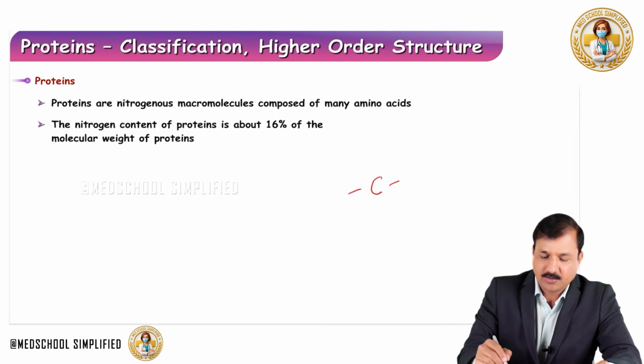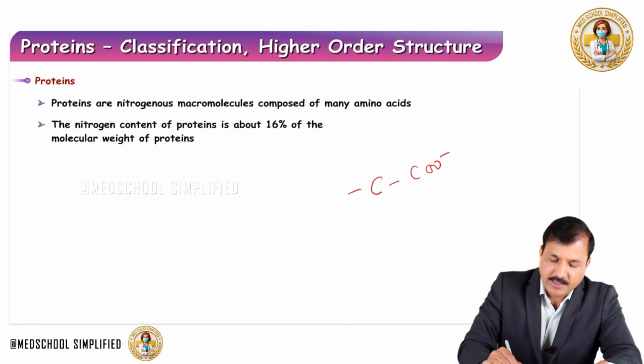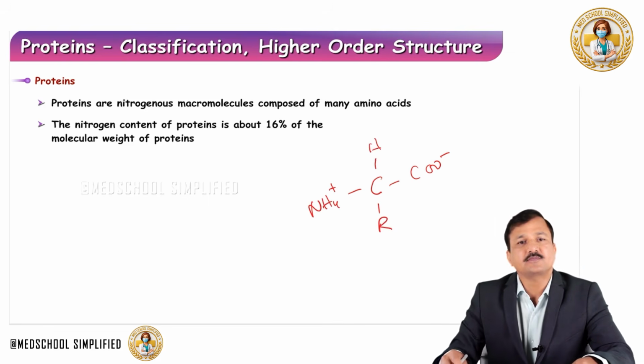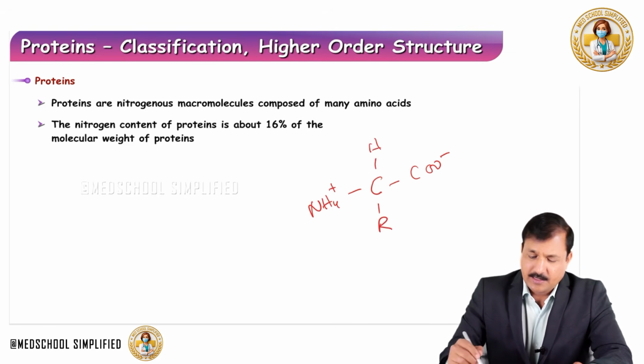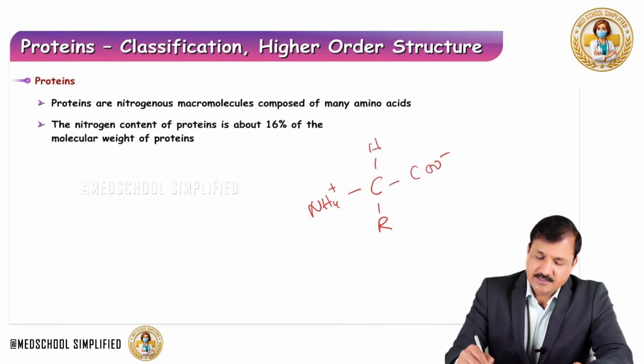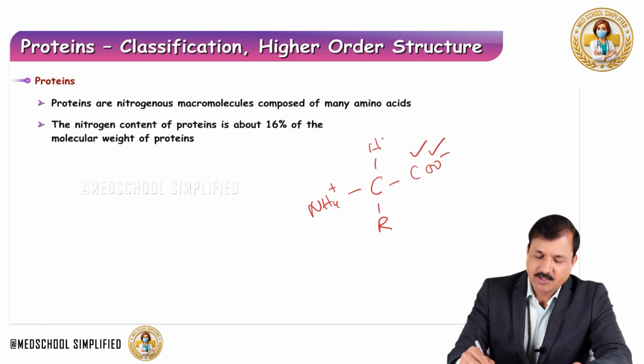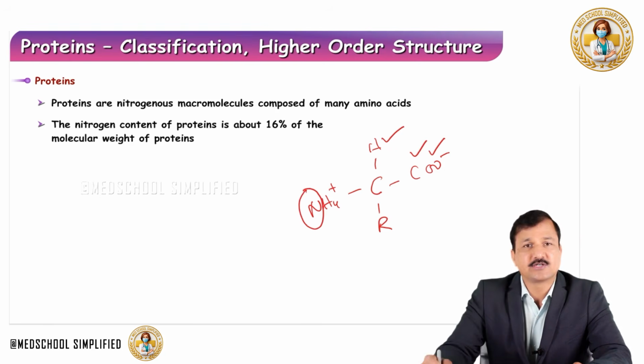Okay. Now, as you know, an amino acid has an alpha carbon in the center. We have seen that in our previous lecture. It has a primary carboxyl group, a primary amino group, H and the side chain. That means an amino acid has carbon, oxygen, hydrogen, and also nitrogen. So there is nitrogen in an amino acid.